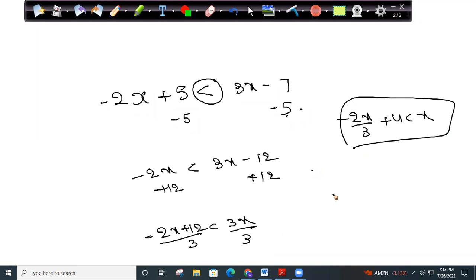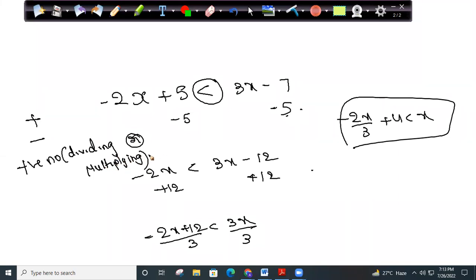Addition, subtraction, dividing, or even multiplying with a positive number, inequality sign will not change.